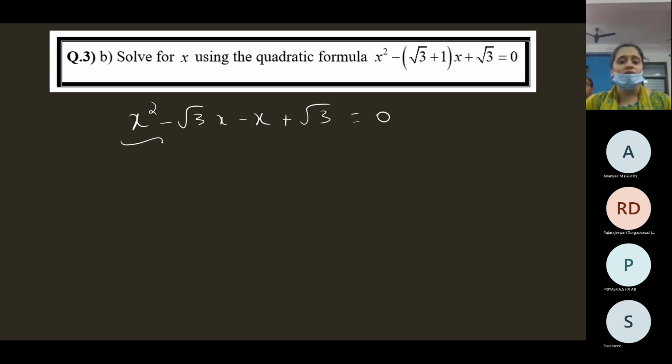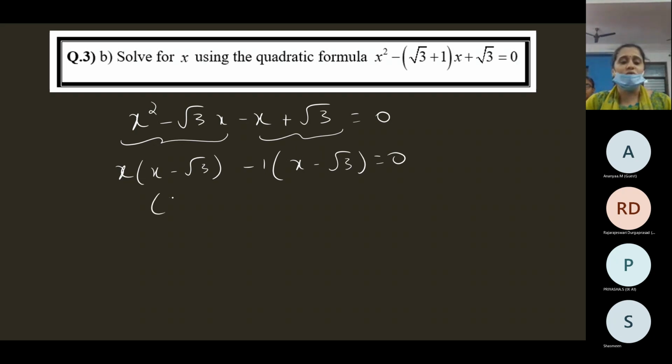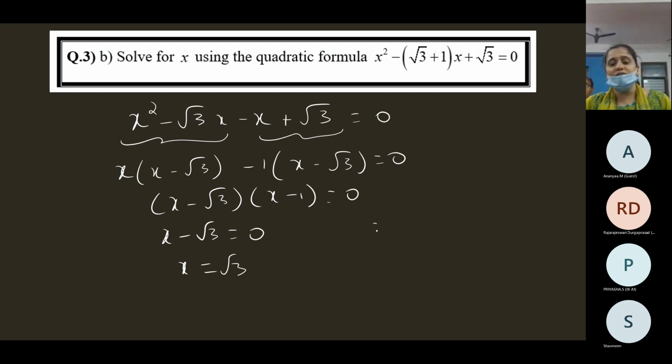Okay. So group the first 2 terms and the last 2 terms. x is common, x minus root 3, minus 1 is common, x minus root 3 is equal to 0. Yeah, it is working. So (x minus root 3) into (x minus 1) is equal to 0. x minus root 3 is equal to 0, x is equal to root 3, or x minus 1 is equal to 0, x is equal to 1.